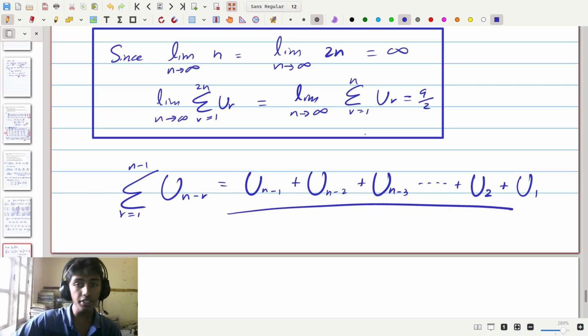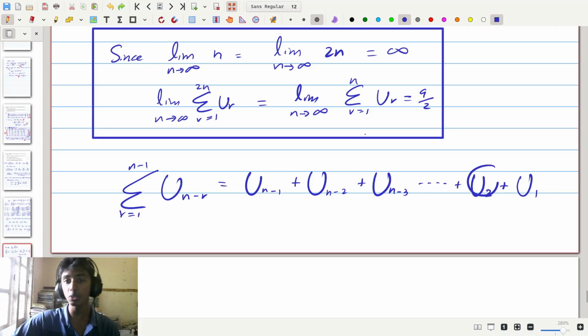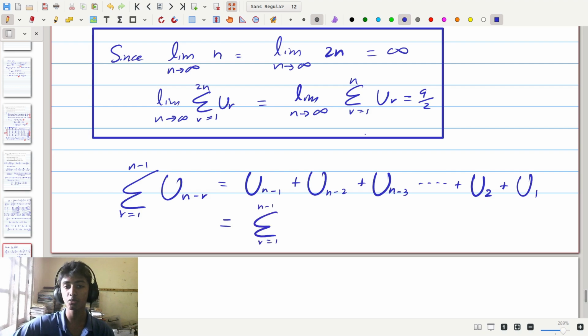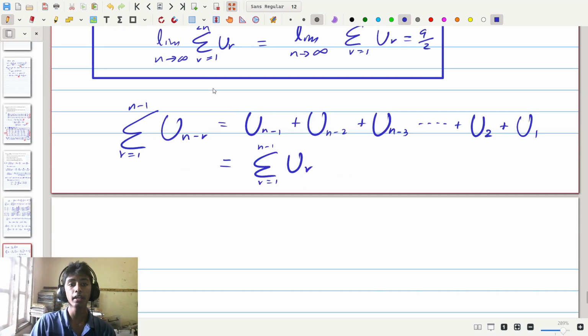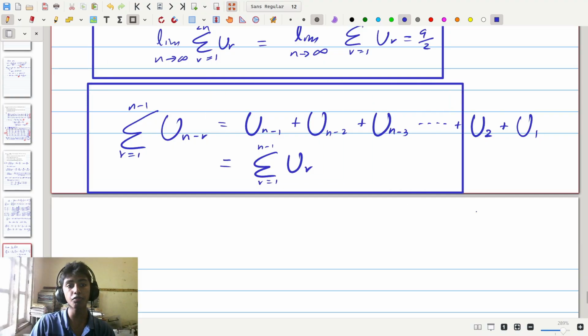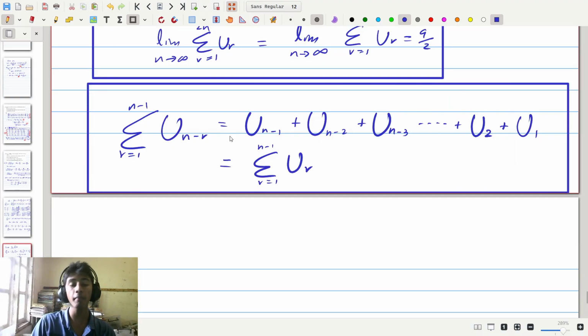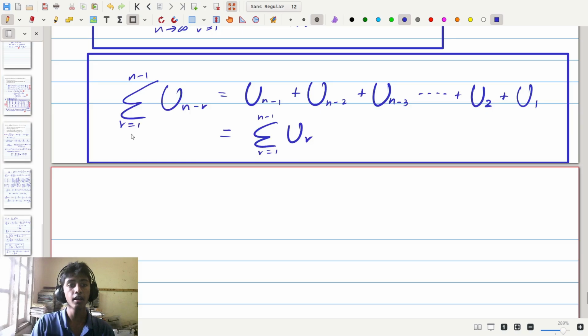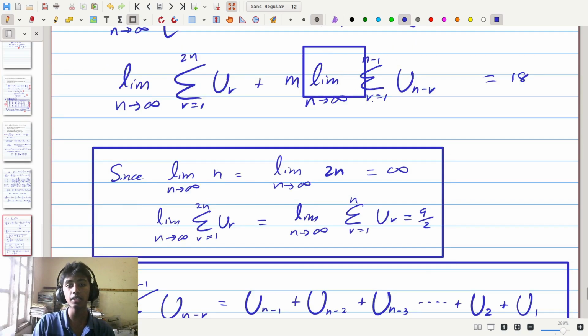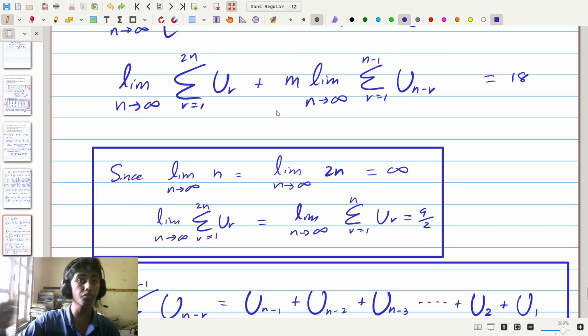Now if we consider the terms in this sum, we can see we have u of 1, u of 2, u of 3, u of 4, all the way up to u of n minus 1. So therefore, this is also equal to the sum from r equals 1 up to n minus 1 of just u of r. It's the same exact thing. Now, due to this, instead of the sum from r equals 1 up to n minus 1 of u of n minus r, we can write that this sum is equal to the limit as n approaches infinity of the sum from r equals 1 up to n minus 1 of u of r.